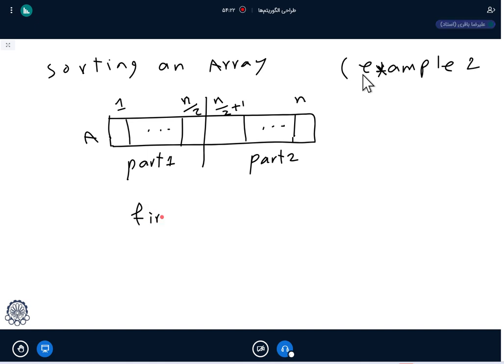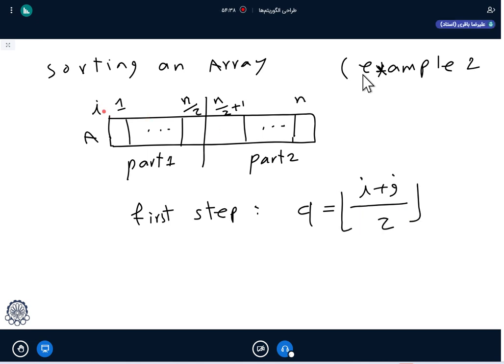So in the first step, again, we compute an index, which is the middle index, if i here is 1 and j here is n. This is the first step. Then in the second step, we call our algorithm for each of the subproblems.